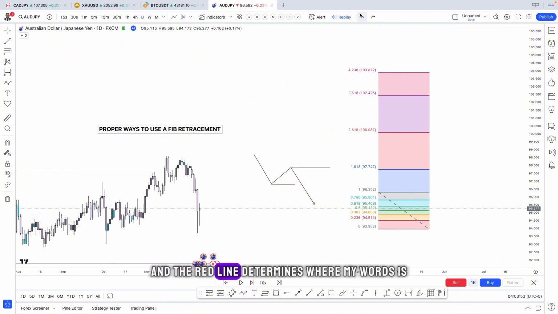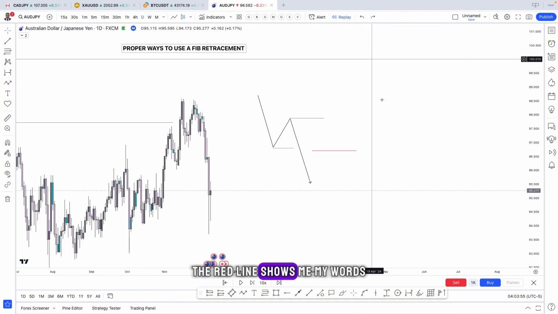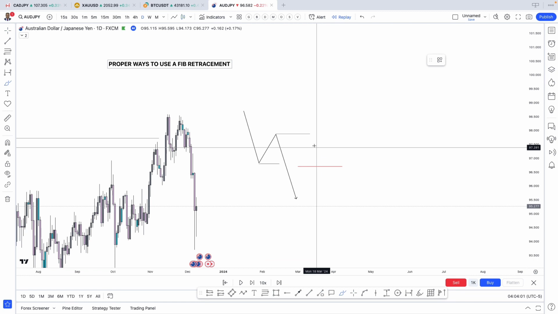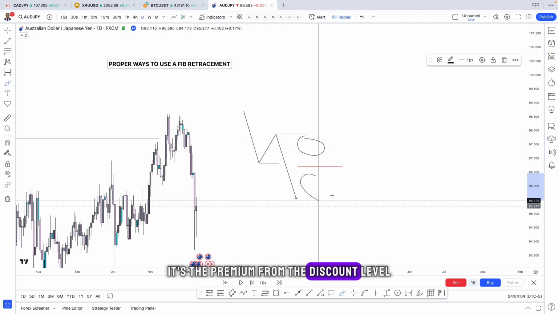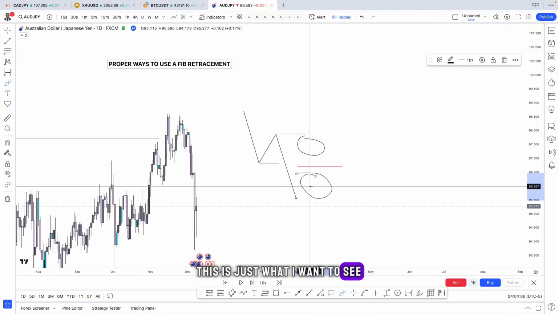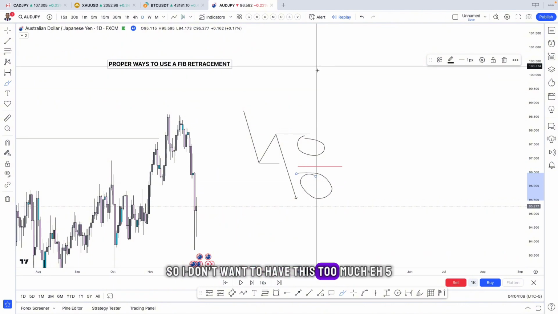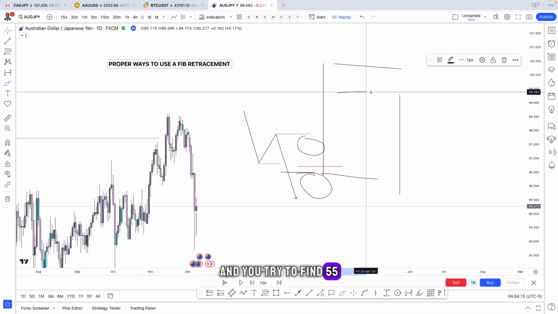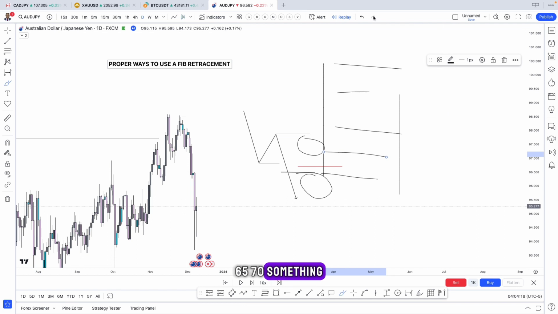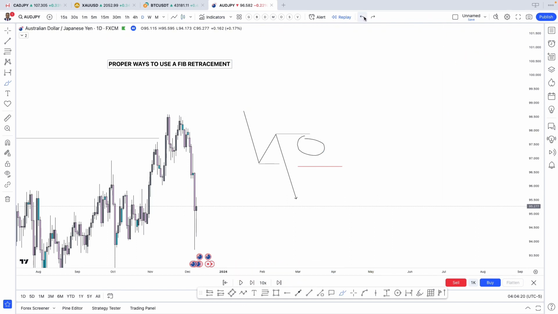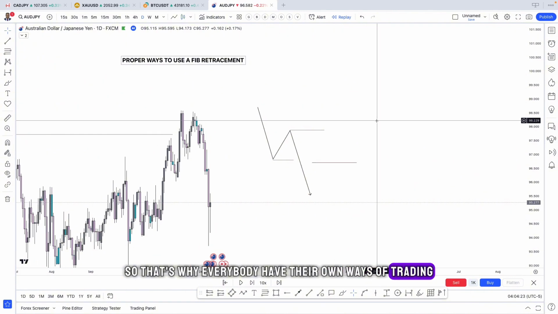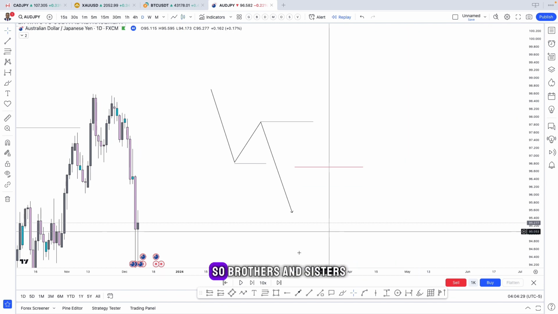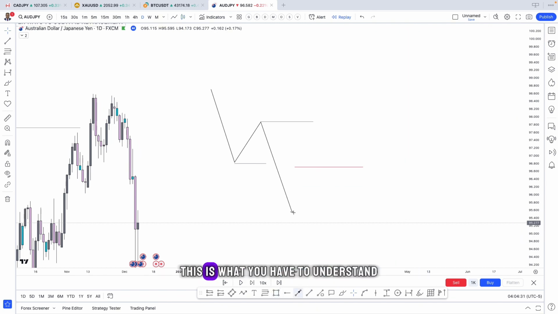The red line shows me my 50% move, and it differentiates the premium from the discount level. This is just what I want to see. I don't want too much Fibonacci tool whereby it is too long and you try to find 50, find 60, find 70. No, I don't do that. That's why everybody has their own ways of trading. With this tool, it has helped me eliminate a lot of noise. So brothers and sisters, this is what you have to understand.